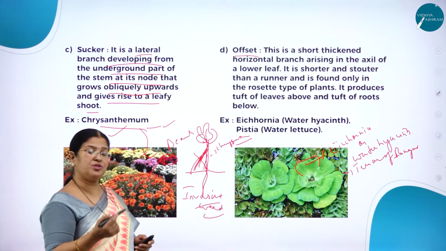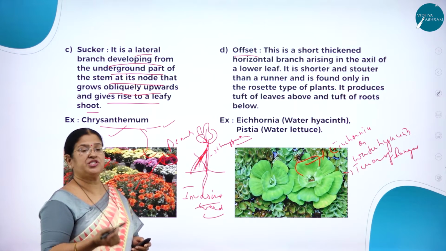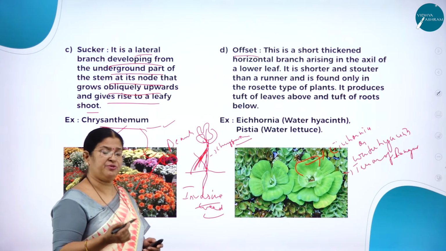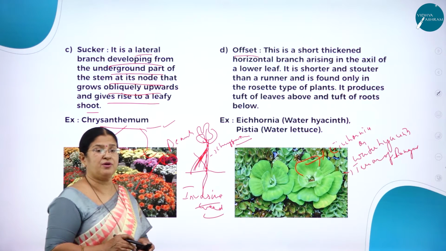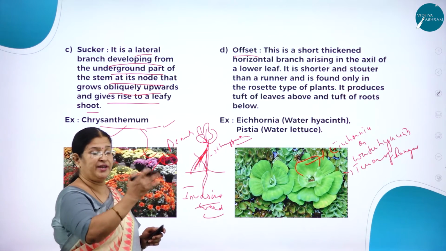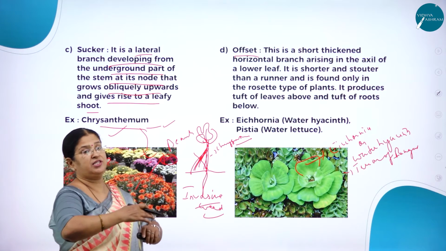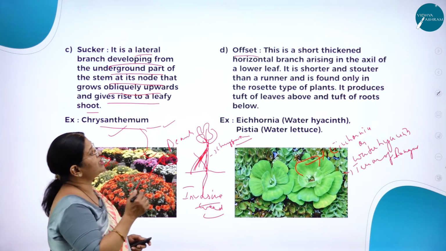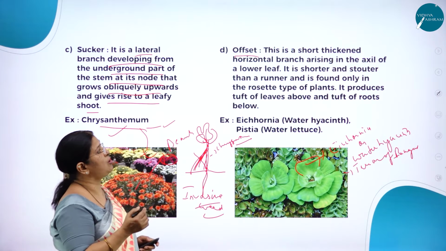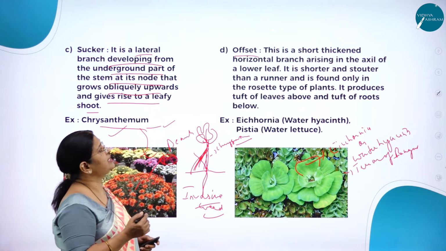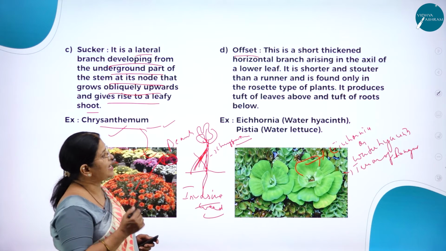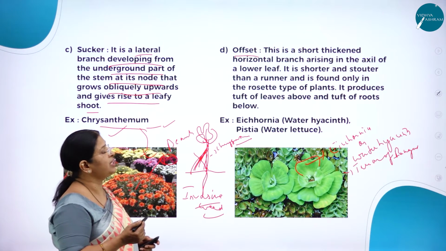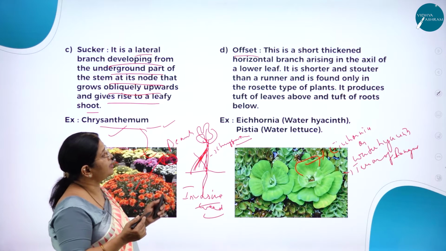So it is a very good example for offset. Offset is also a vegetative propagule which takes part in the process of vegetative reproduction. Why does it spread so very fast on the surface of the water? Because of the offset. When it is detached, then it spreads so very fast. So what is it? It is a short thickened horizontal branch arising in the axil of the lower leaf. It is shorter and stouter than a runner and is found only in the rosette type of plant.